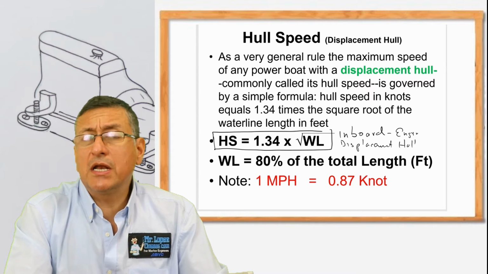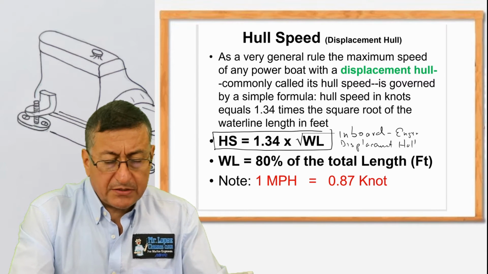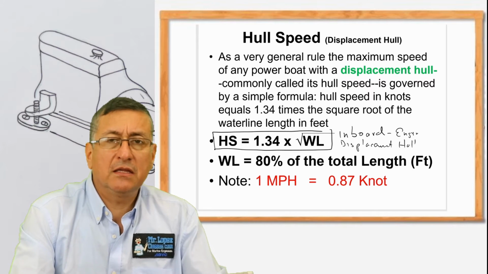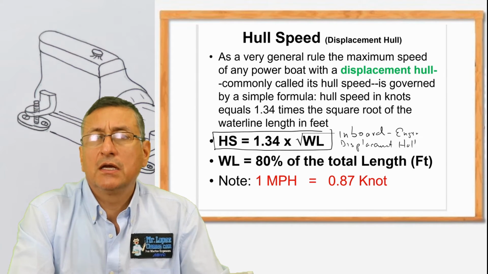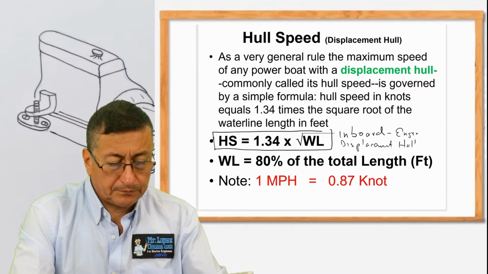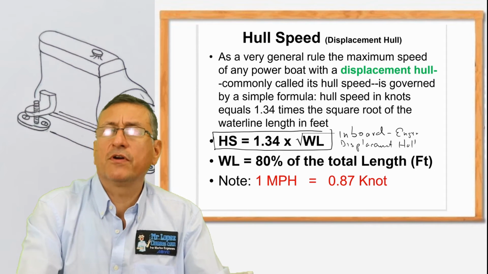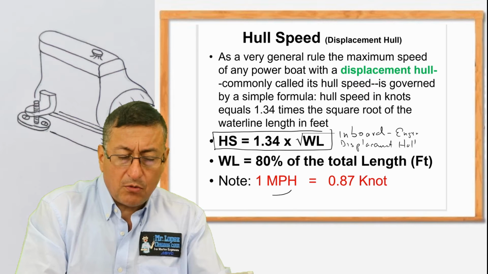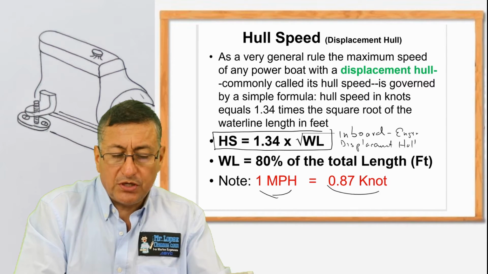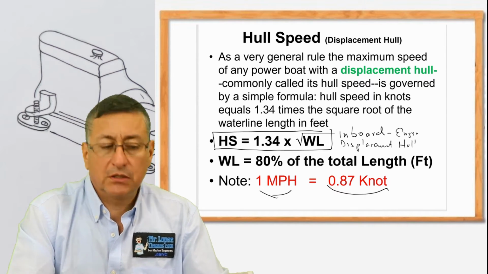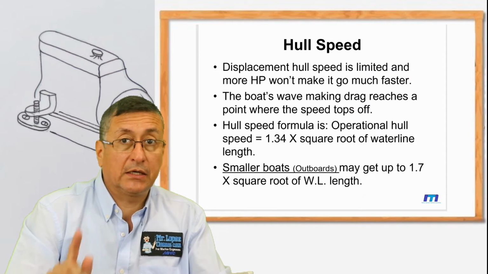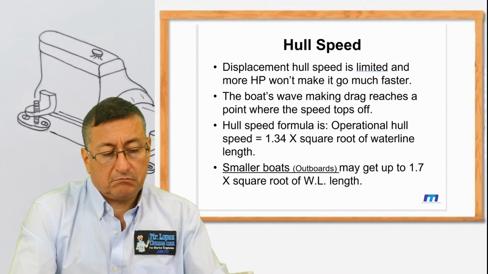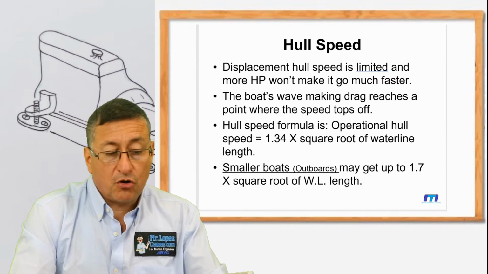Okay, the water line is approximated 80% of the total length of the boat. It is in between 80-85%. The majority of the engineers use 80%. And one important conversion that we are going to use is that 1 mile per hour is equivalent to 0.87 knots. Important factor.